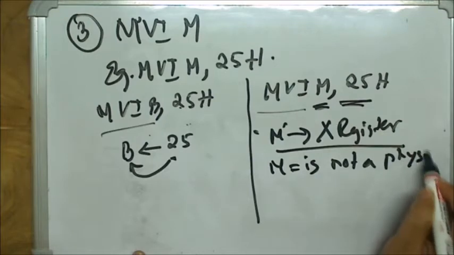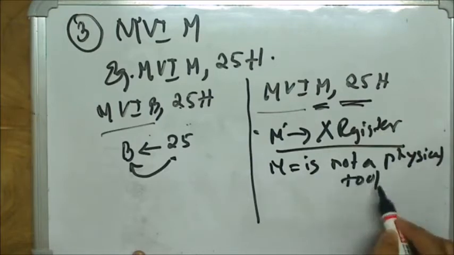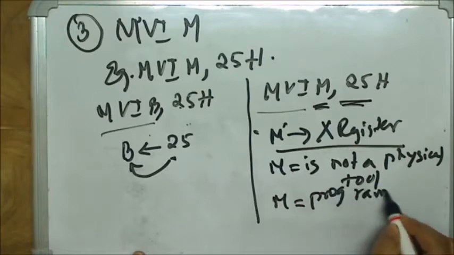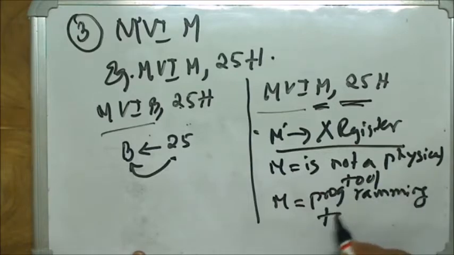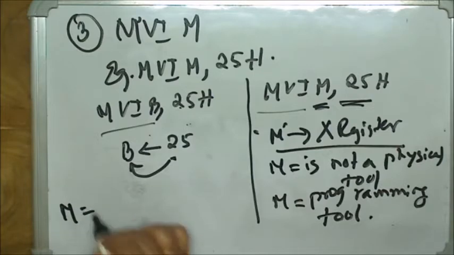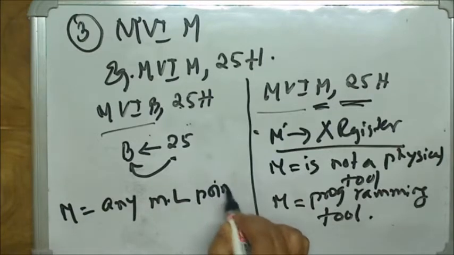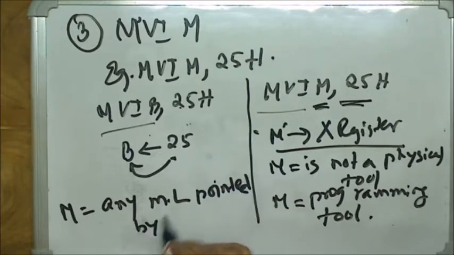What is M? M is a programming tool. M is any memory location pointed to by the HL pair. So before using the instruction MVI M, 25H, you as a programmer first have to initialize the HL pair. Clear?